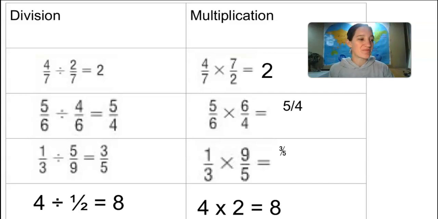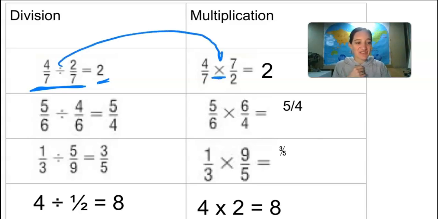So why am I keep, change, and flipping? Let me show you something really cool. Here is a division problem with fractions that's not pretty, right? These fractions aren't pretty. 4/7 divided by 2/7. You get an answer of 2. But watch what happens if I change this division to multiplication and then I flip the numerator and the denominator to 7/2. Guess what my answer still ends up being? It still ends up being 2.